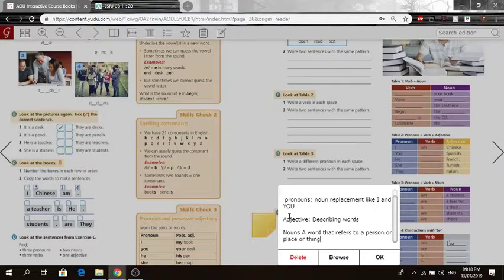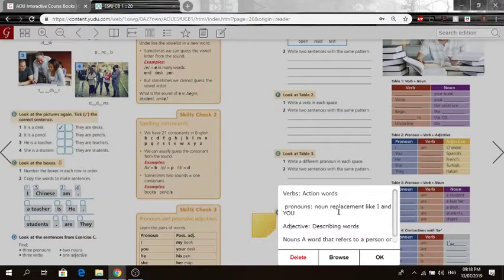So a noun is a word that refers to a person or a place or a thing. Okay, so for example, Mike, Steve, Jason, Ahmed, all these names, Jeddah, for example, Riyadh, we have Cairo, all these are nouns, okay? We also have adjectives, describing words, and pronouns, like I said, noun replacement.